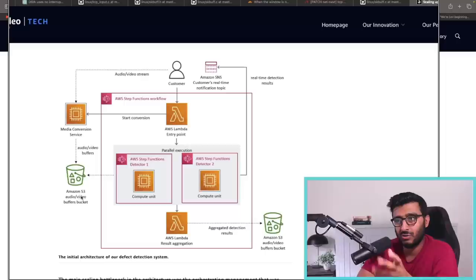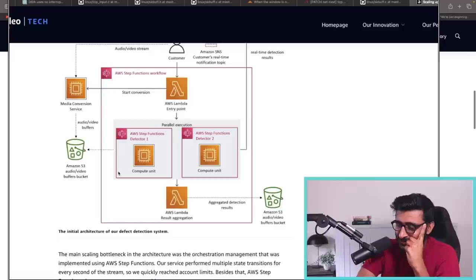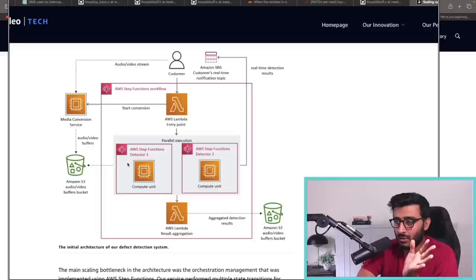Does that make sense? It's just odd. I don't know. So what else? One thing, just look at this diagram. Forget about the monolith. You could have eliminated this by just having the media conversion talk directly to the S3, to the detector.